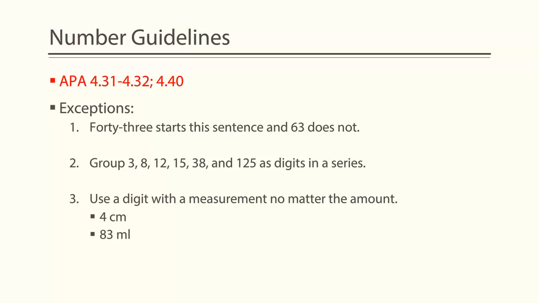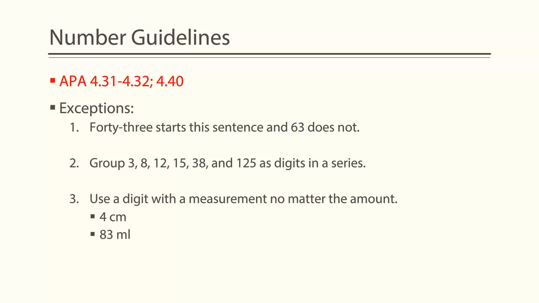Of course, there are exceptions to these rules. The first exception is that you will spell out a number when it starts a sentence. Example 1 is, "Forty-three starts this sentence and 63 does not." Forty-three is spelled out because it's the first word of the sentence, and 63 is still digits following the rule.